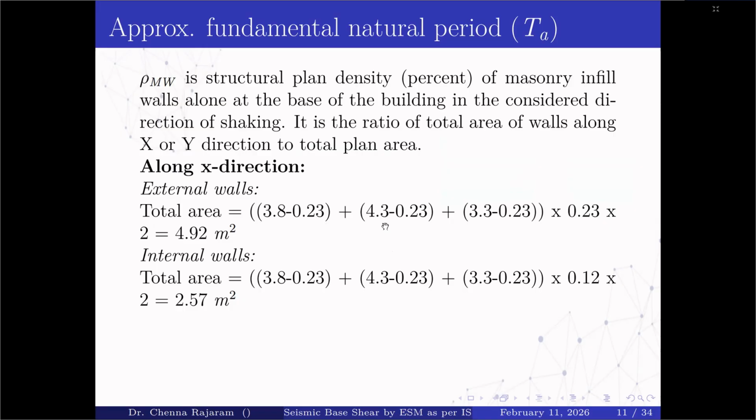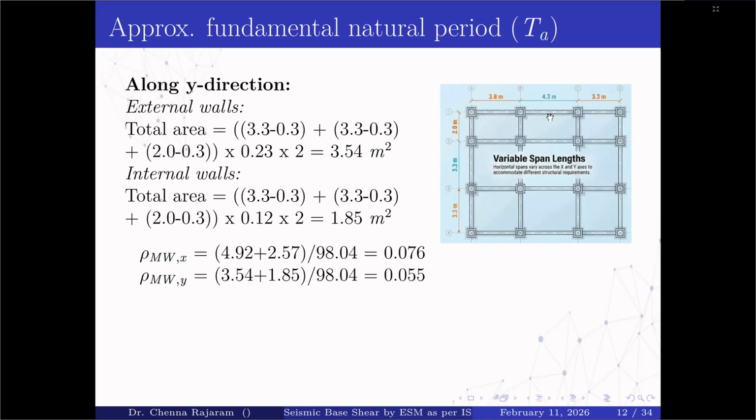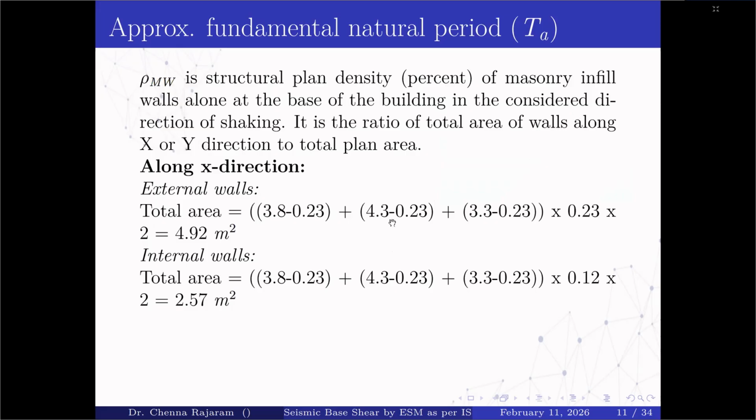Like that, for each length, we consider in the similar way. Similarly, for 4.3 minus 0.23 by 2 minus 0.23 by 2, we get 4.3 minus 0.23. Like that, we consider the entire length. So the total length of the wall along x direction is 3.8 minus 0.23, 4.3 minus 0.23, 3.3 minus 0.23. So this is the total length in one direction, multiplied with 0.23, that is the width, multiplied with the 2.